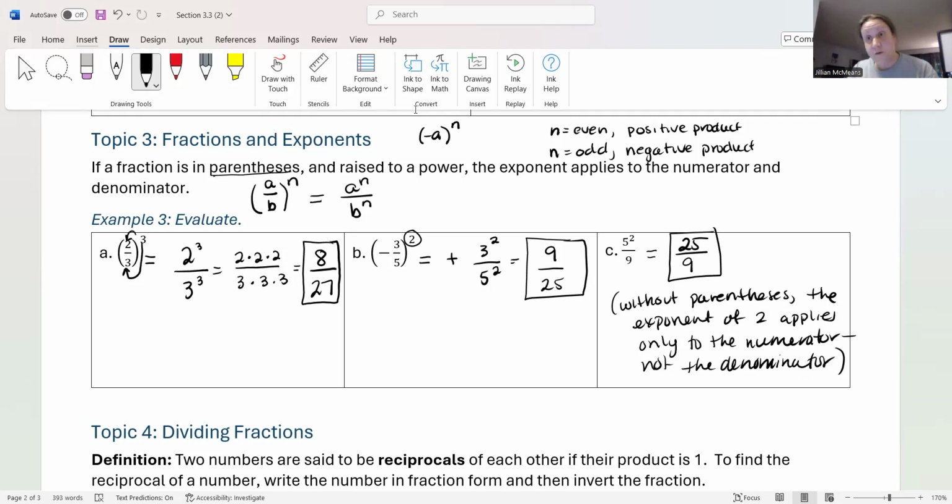Just make sure that as long as your fraction is in parentheses, the exponent on the outside applies to both the numerator and the denominator. Without parentheses, if there's an exponent, it only applies to the part that contains the exponent. And then also don't forget your signs. If you have negative bases, if the negative is inside parentheses, the exponent tells you if you're going to get a positive or a negative product. Even exponent, positive product; odd exponent, negative product.